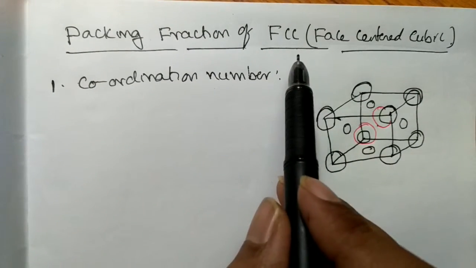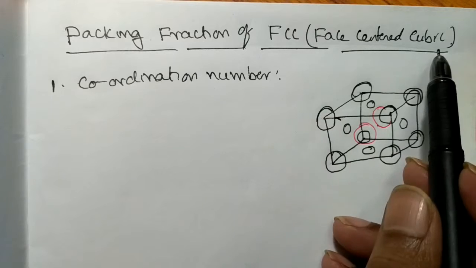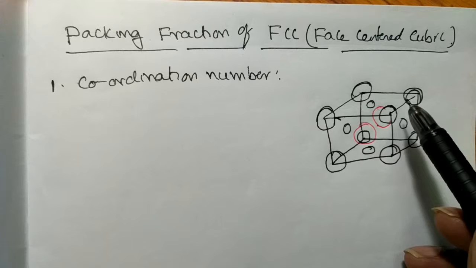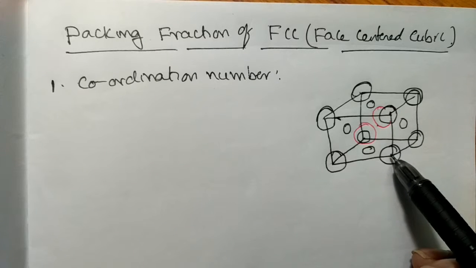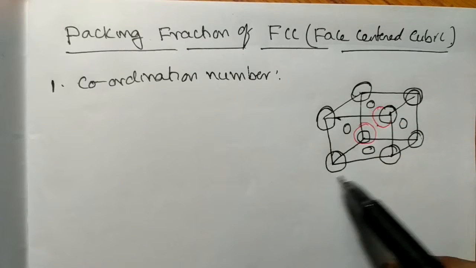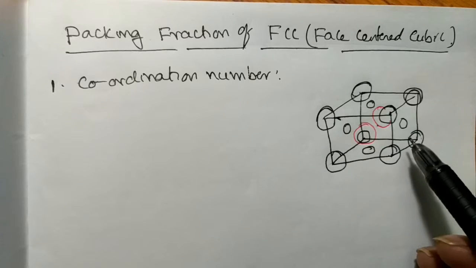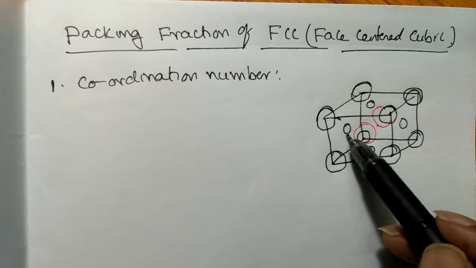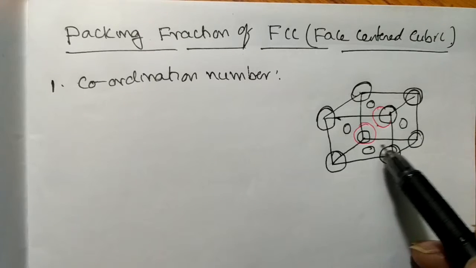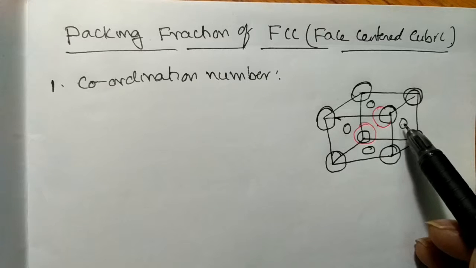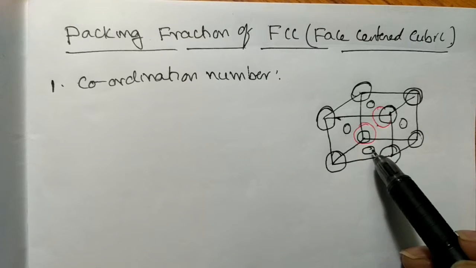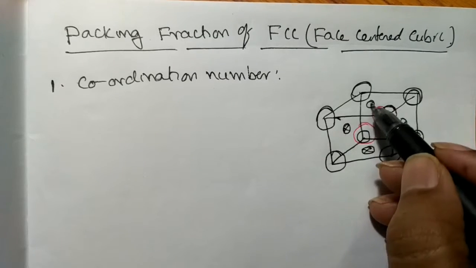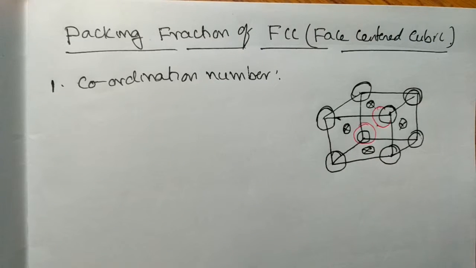Packing fraction of FCC, that is face centered cubic structure. This is similar to simple cubic, but that means the 8 corner atoms are common, along with 8 columns, 8 atoms, each face having one more atom here. That means these 4 faces have 4 atoms. These 4 atoms are present here.